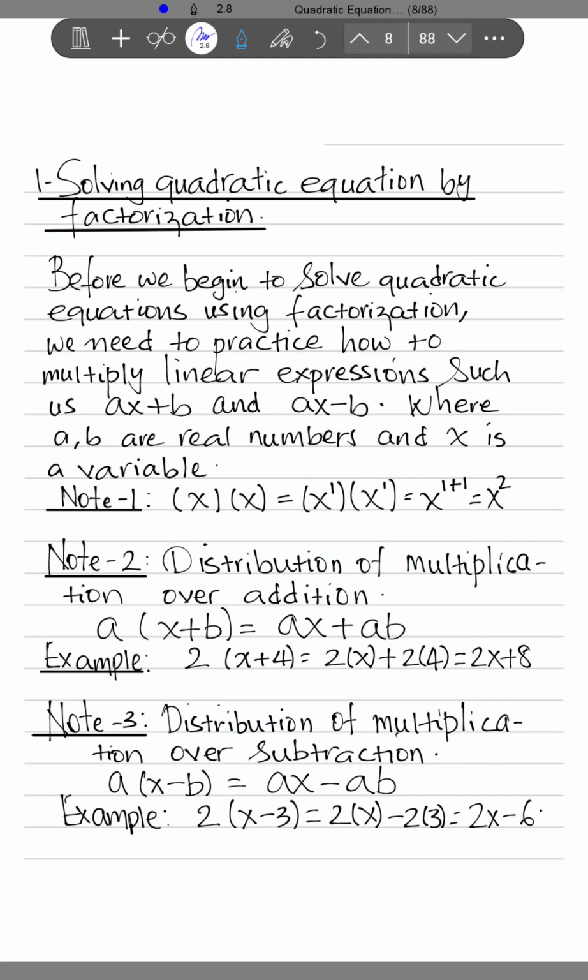Now we start solving quadratic equations by factorization. But before we begin to solve quadratic equations using factorization, we need to practice how to multiply linear expressions such as ax plus b and x minus b. Can we multiply these two linear expressions where a and b are real numbers? We normally say real numbers. They can also be complex numbers as we go on.